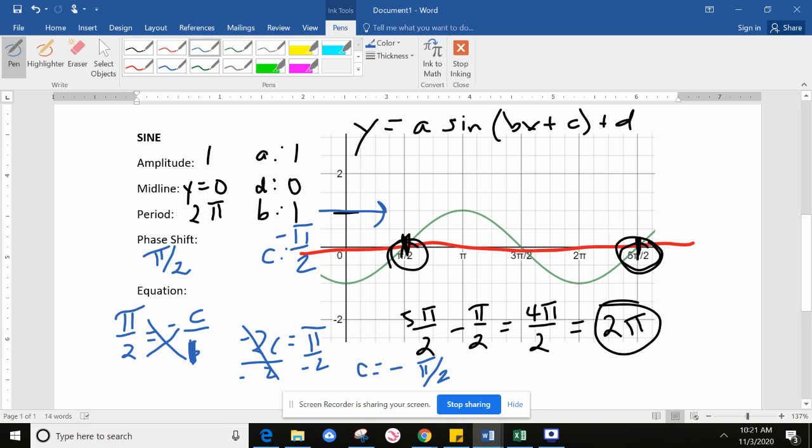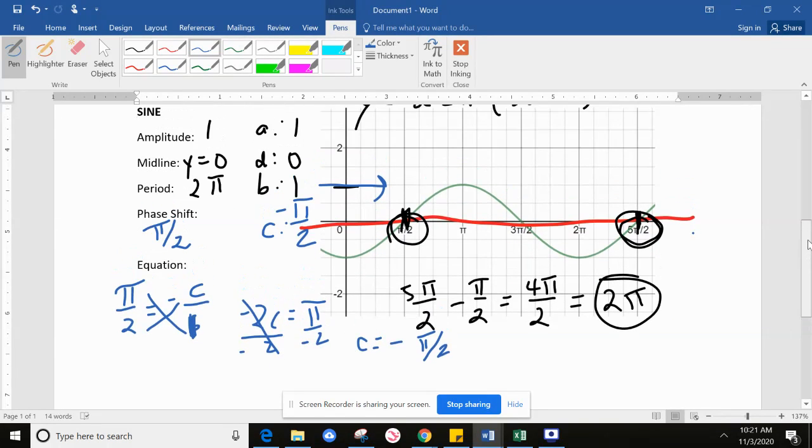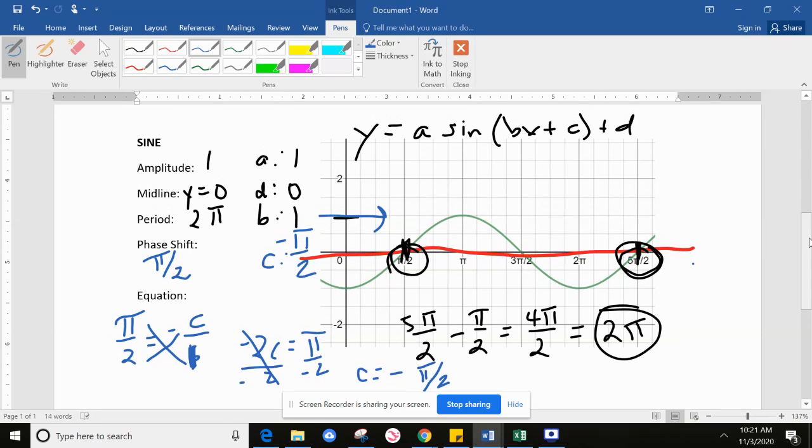And remember in Algebra 2 when we talked about how functions move left or right, and in the parentheses it's always different from what you think? It's one of those type deals. So that sounds a little familiar, hopefully. All right, so the equation is going to be y equals, the amplitude is 1, so A is 1. Sine of B is also 1, so x, and then C is negative pi over 2, and D is 0. So here's what your equation looks like.